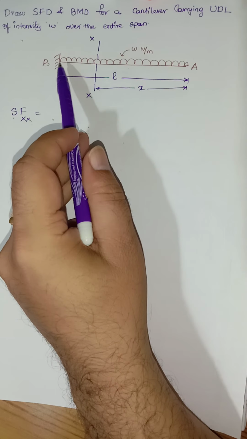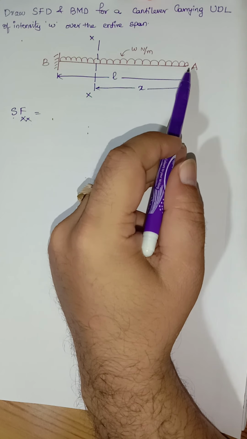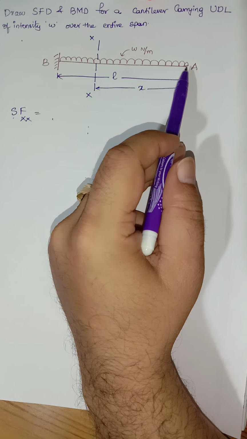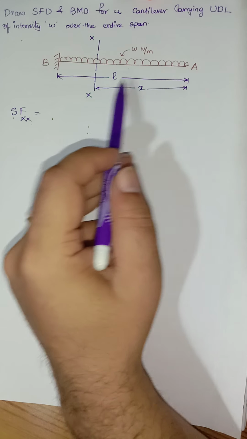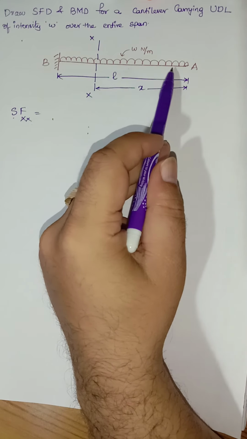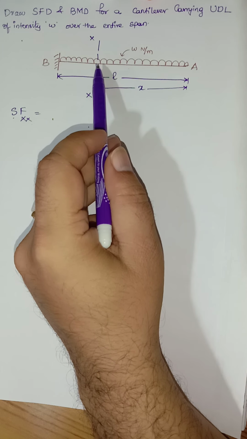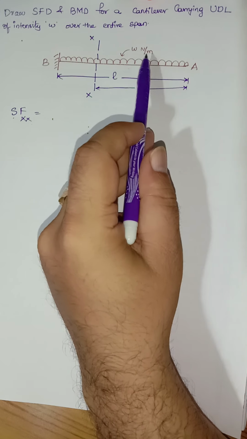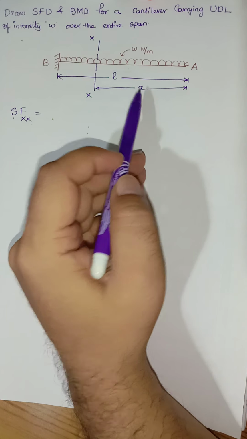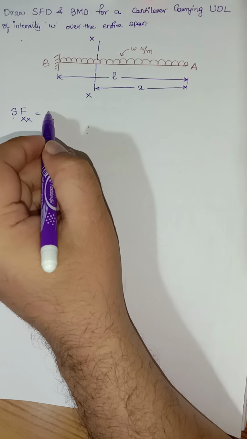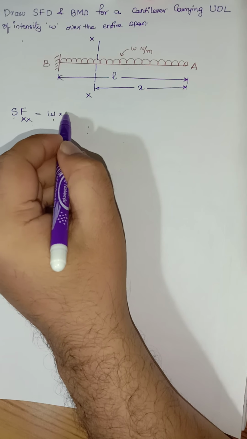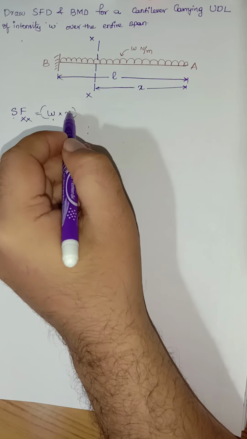The total load which is acting over the entire span will be equal to load multiplied by the span, right? w multiplied by L. But here we need to calculate the load only over the span from the section capital X and X up to point A. So it will be w multiplied by x. So shear force at any section X and X will be equal to w multiplied by x.